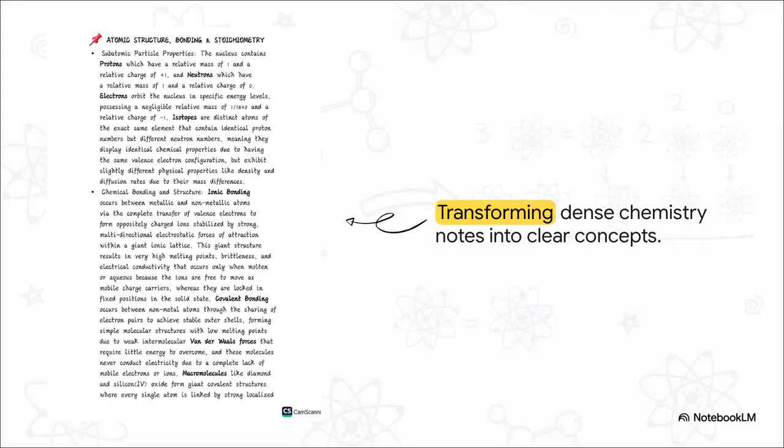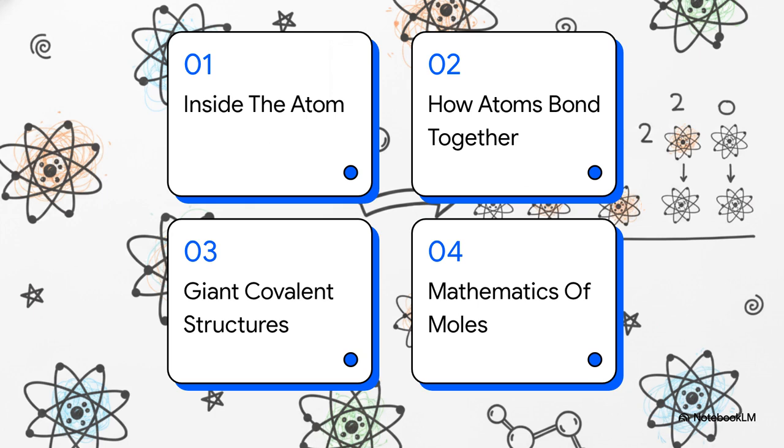Okay, let's dive into this. We're working from a really dense set of study notes today, covering atomic structure, bonding, and stoichiometry. To the untrained eye, a page packed with this much text and terminology can definitely be a little overwhelming, but that's exactly what we're going to tackle. We are going to unlock the secrets hidden within this text and transform those dense chemistry facts into crystal clear, connected concepts.